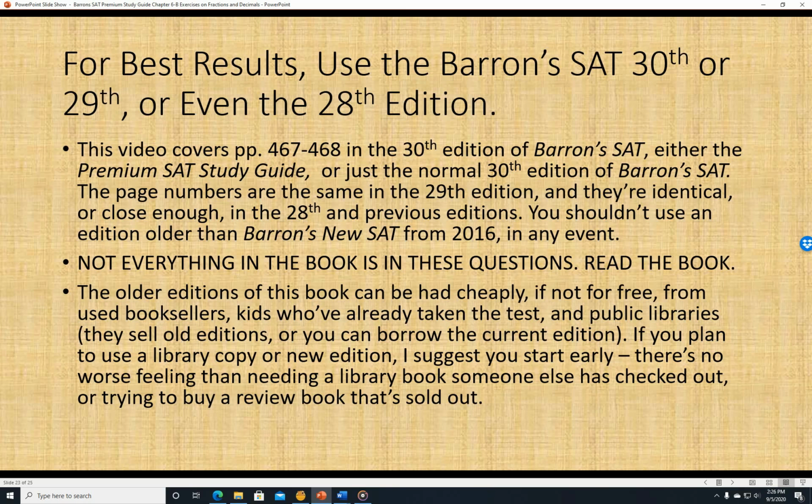If you do plan to borrow a library copy or buy a new edition, I suggest you start early. One, you really should, because you're not going to be able to learn all this in 1 or 2 nights or a week, unless you're already really good and all you need to do is a very superficial review. Also, there's just no worse feeling than needing a library book that someone else has checked out, or trying to buy a review book that's sold out. And even with Amazon Prime 2-day delivery, that might not be in time if you're just starting the night before the test.